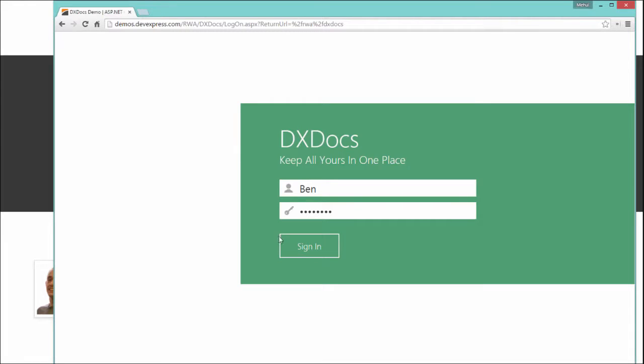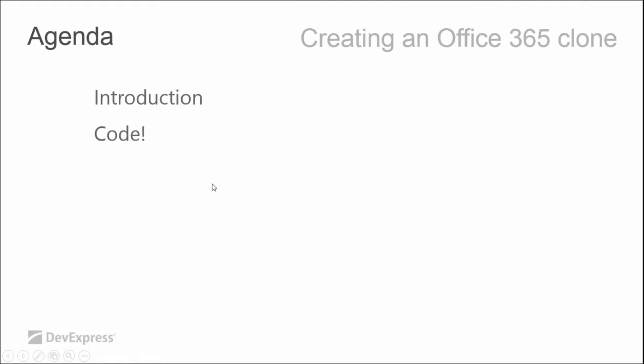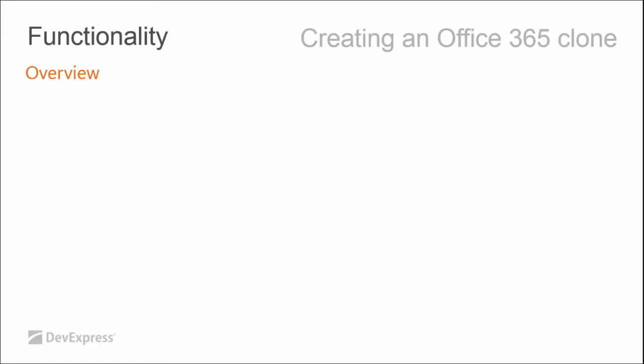So really today we're going to take a look at this demo, and then Don is going to jump into the code for how you can create your own version of an Office 365 clone using either our demo or parts of it. So let's first take a look at the functionality that is built into this demo.